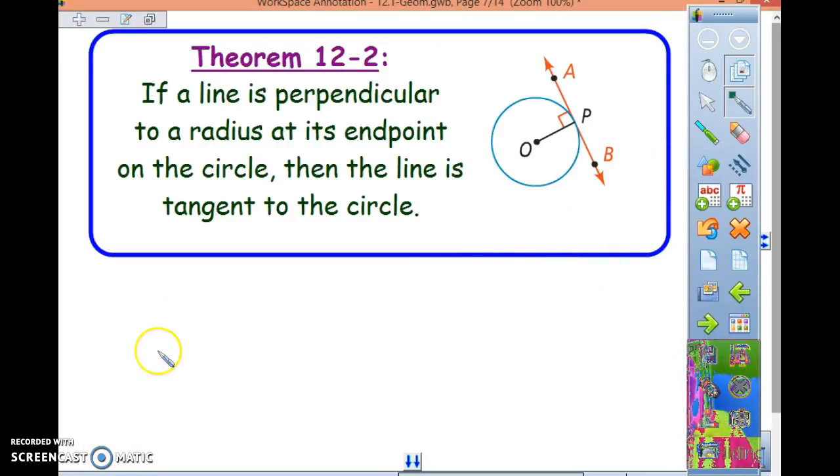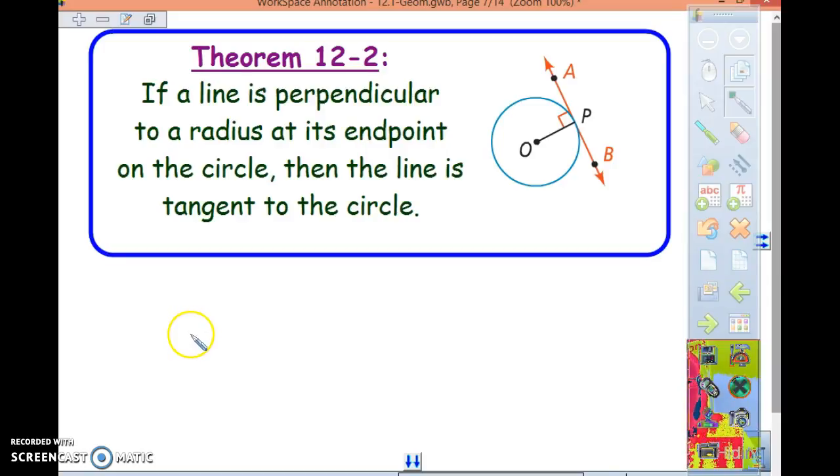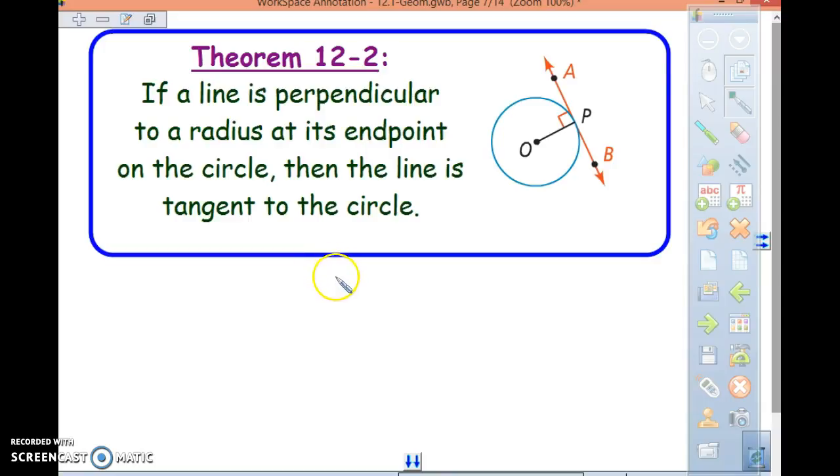Let's get another theorem in there. If a line is perpendicular to a radius at its endpoint on the circle, then the line is tangent to the circle. I'd say this is the converse of what we were just talking about. So if we have a right angle, then it is tangent.